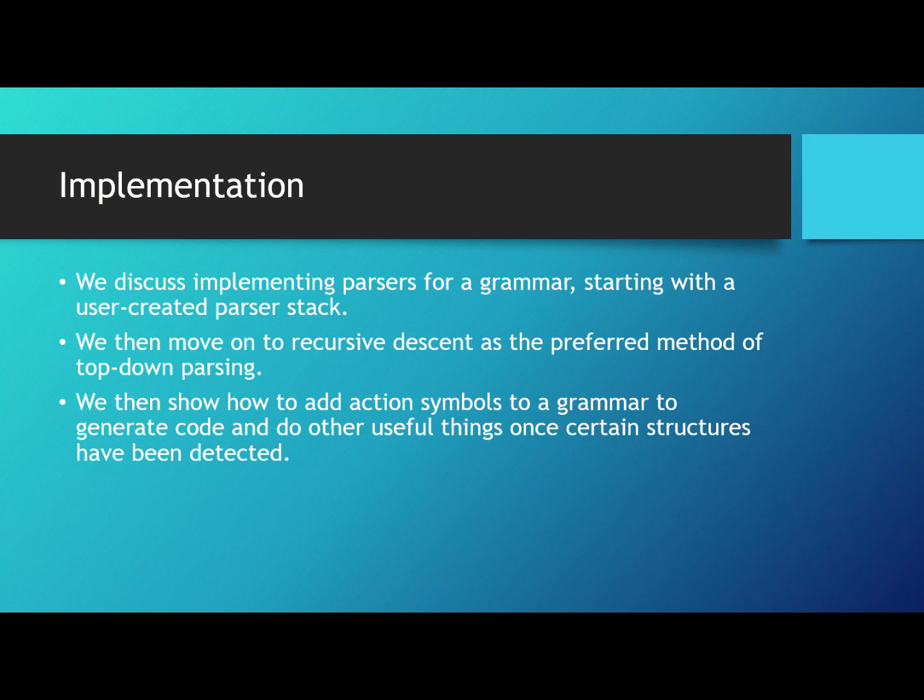We also discuss implementing parsers for grammars, starting with a user-created parser stack. This is not as desirable as recursive descent, which we move to reasonably quickly, and present as the preferred method for top-down parsing. We show how to take a grammar with its look-ahead sets and construct a top-down or a recursive descent parser from that. We also show how to add action symbols to the grammar in case we want to generate code or do other useful things once we've recognized a particular string or particular structure within the input.